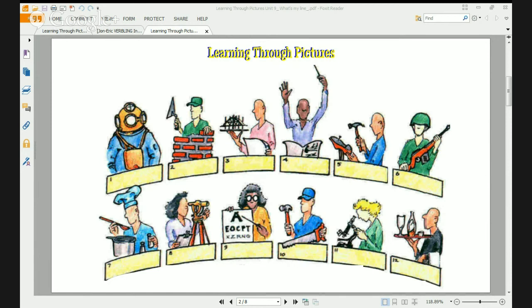The soldier, or there's a soldier, 3 spaces to the right of the engineer. I could say 3 spaces, or I could say 3 places. There's a soldier 3 spaces to the right of the engineer. Right. That's correct. 1, 2, 3, 4, 5. Okay, and what's the job of the person?